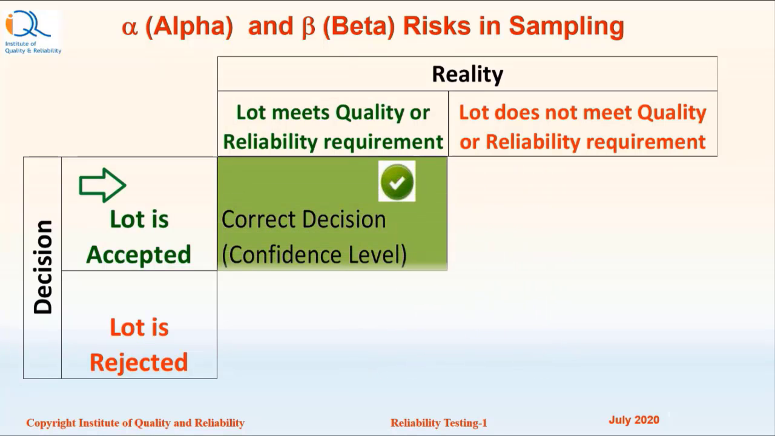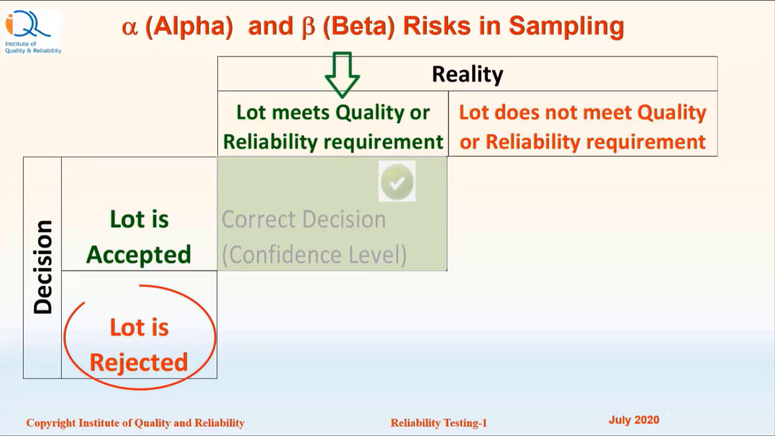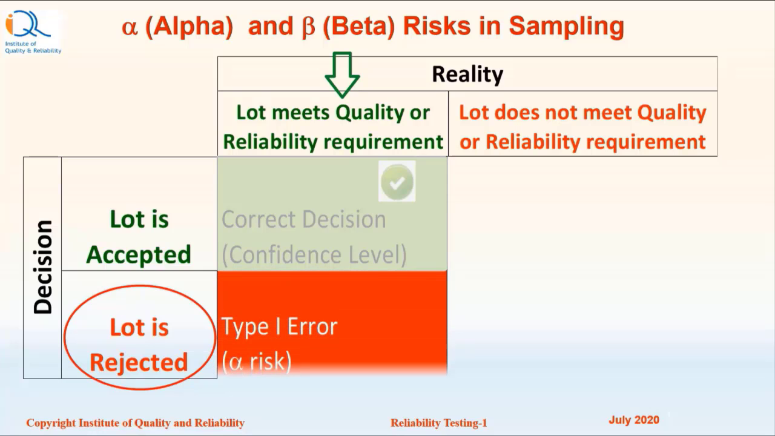If we take a decision of accepting the lot when the lot meets quality or reliability requirements, this would be the correct decision, and the probability of this correct decision is called confidence level. If the lot meets quality or reliability requirements, but we reject the lot, this would be a type 1 error or alpha risk, also called producer's risk in the context of sampling plans.